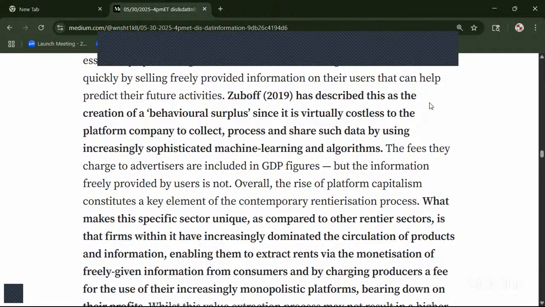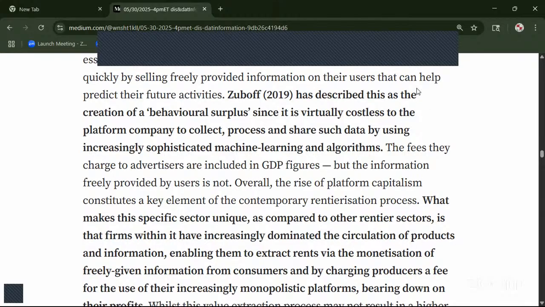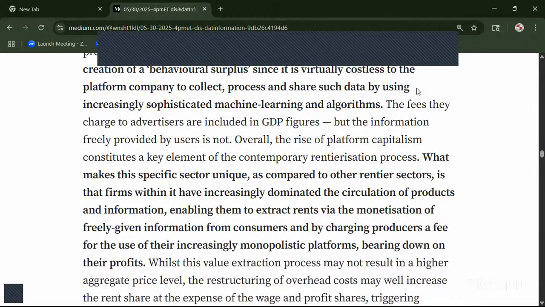Overall, the rise of platform capitalism constitutes a key element of the contemporary rentierization process. What makes this specific sector unique as compared to other rentier sectors is that firms within it have increasingly dominated the circulation of products and information, enabling them to extract rents via the monetization of freely given information from consumers, and by charging producers a fee for the use of their increasingly monopolistic platforms, bearing down on their profits.